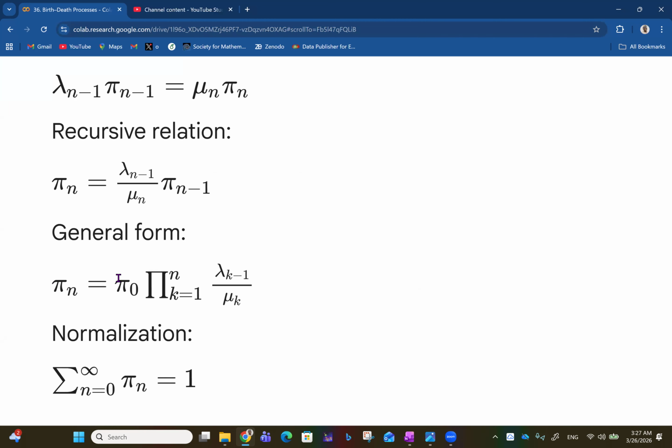So the general form translates to pi n equals pi naught times the product, this sign meaning multiplying the whole thing, from k equals 1 to n of lambda k minus 1 over mu k. As you keep changing the values of k from 1 to n, you multiply all those values together. Then we have the normalization: the summation from n equals 0 to infinity of pi n is equal to 1. That's why for a steady state distribution, all the pi's always add up to 1.